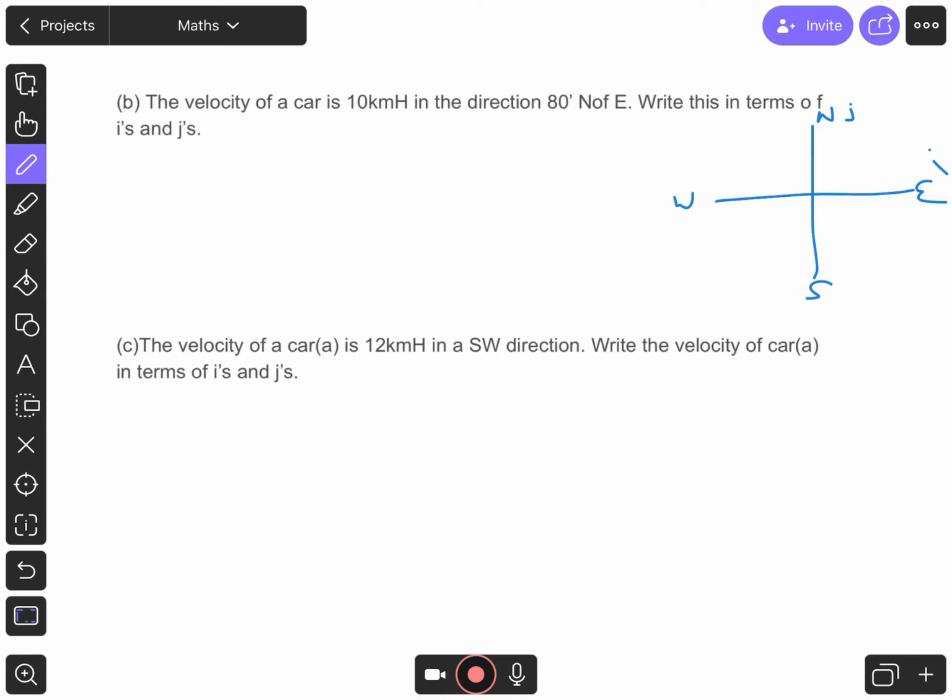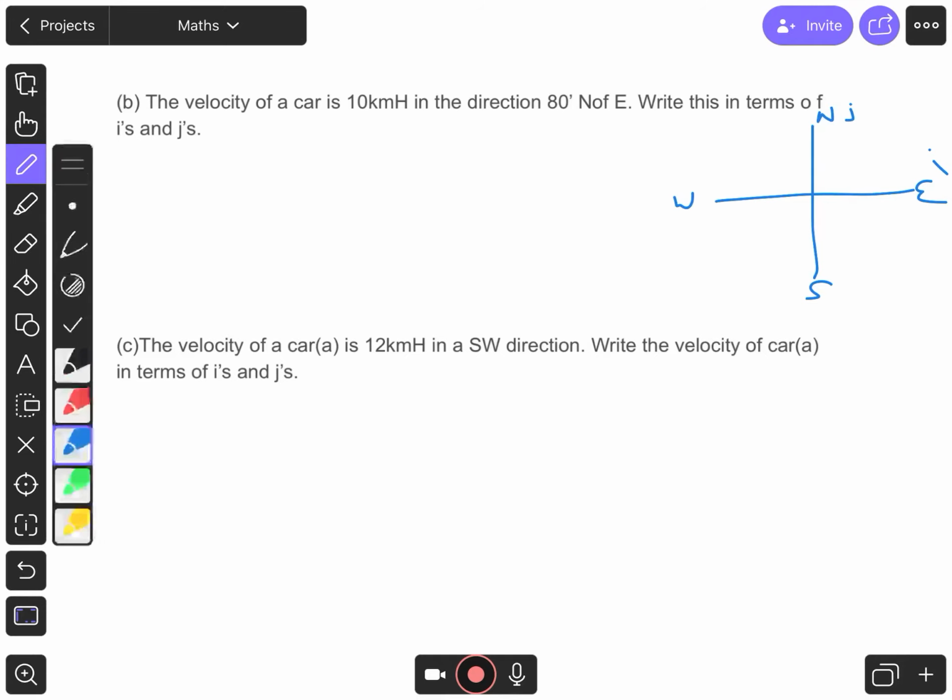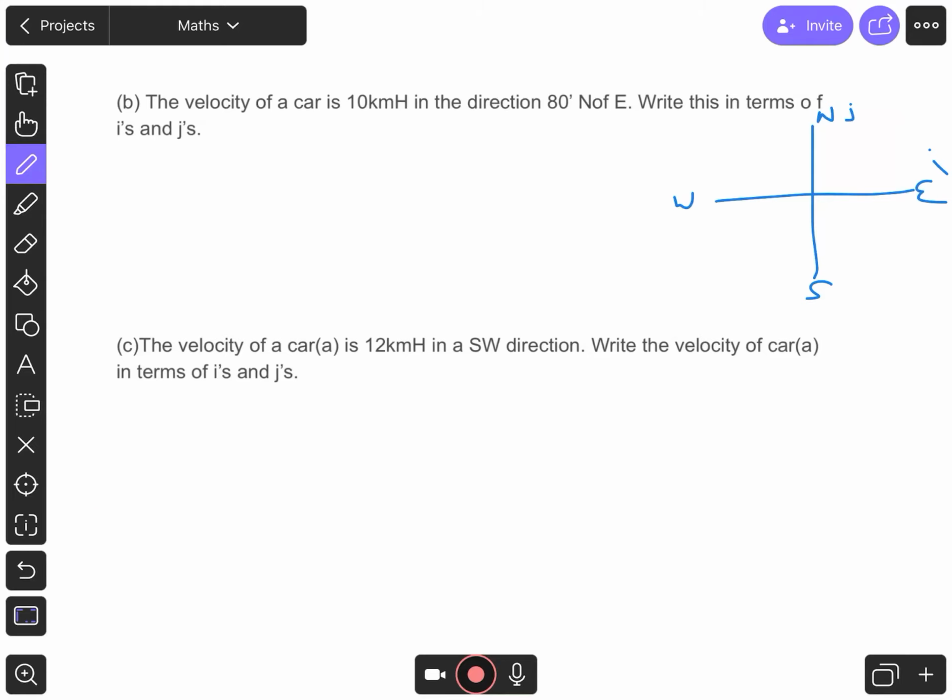The velocity of the car is 10 kilometers per hour, so that's going to be our hypotenuse value. It's in the direction 80 degrees north of east. Remembering that north of east means you are always starting at the east and you are going north of it 80 degrees. So it'll be something along the lines of that. I know that the angle there is going to be 80 degrees. Okay, so we have our angle of 80 degrees.